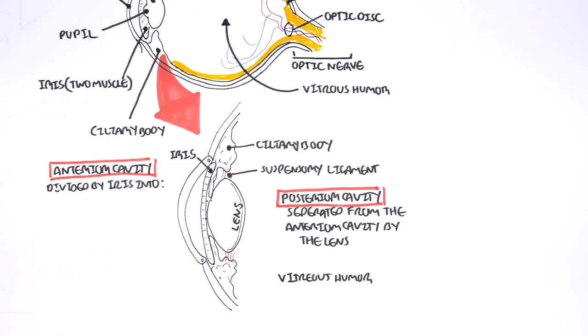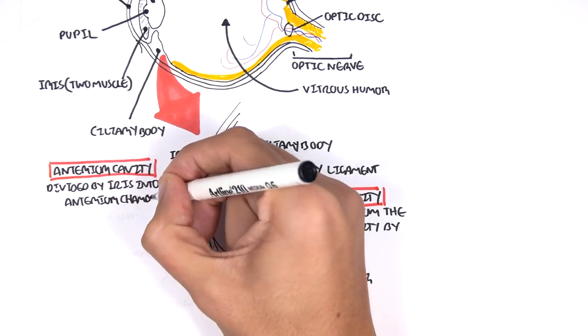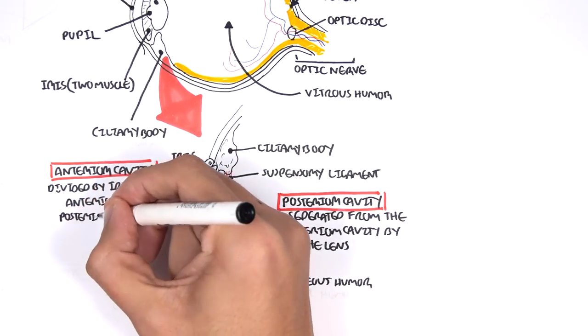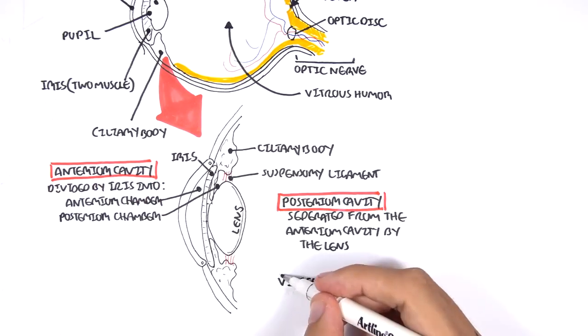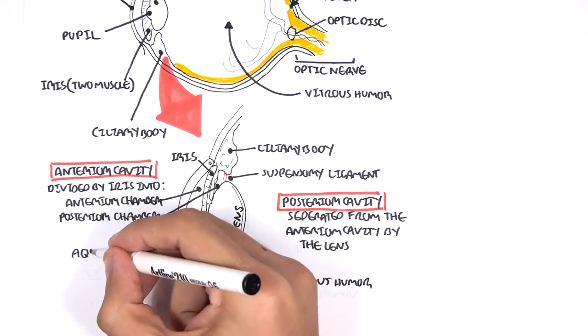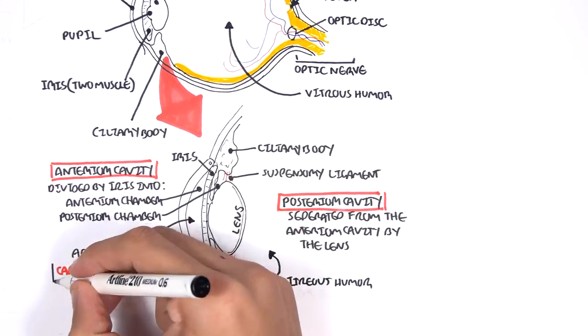Okay, now let us talk about the anterior cavity, which, as I mentioned, is separated from the posterior cavity by the lens. But the anterior cavity can be further divided by the iris into the anterior chamber and posterior chamber. The anterior cavity, unlike the posterior cavity, contains a fluid called the aqueous humor. The aqueous humor carries nutrients for the anterior structures of the eye.